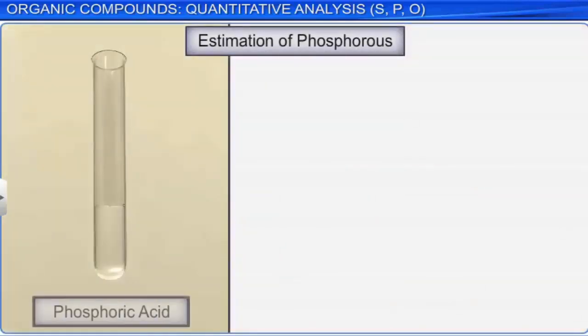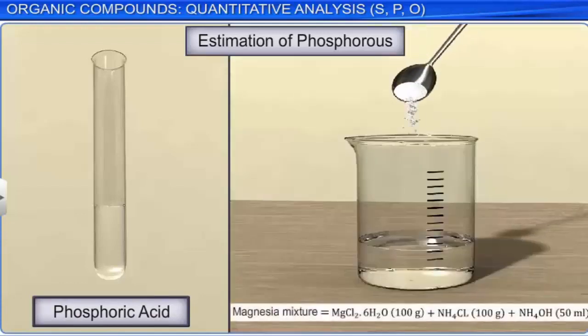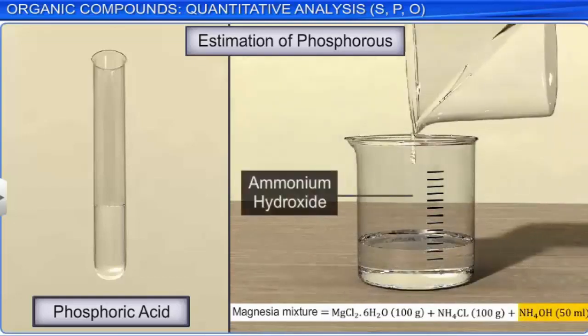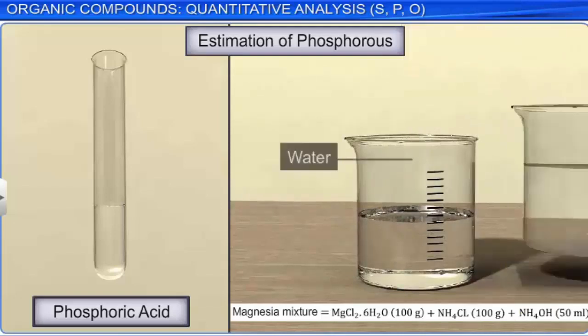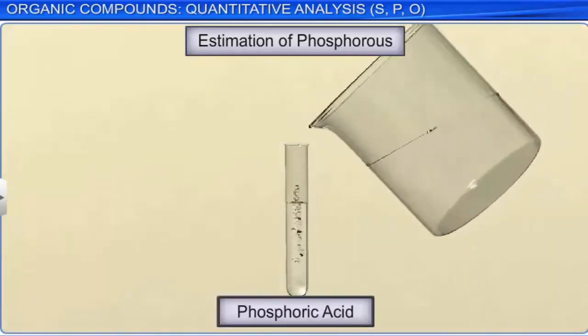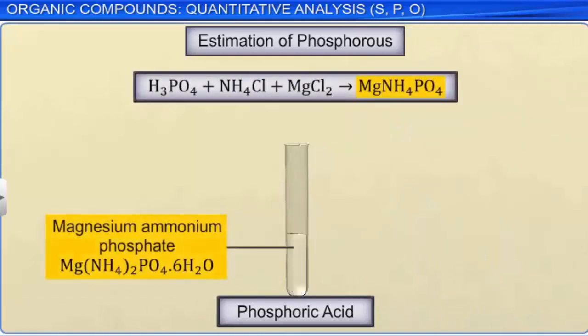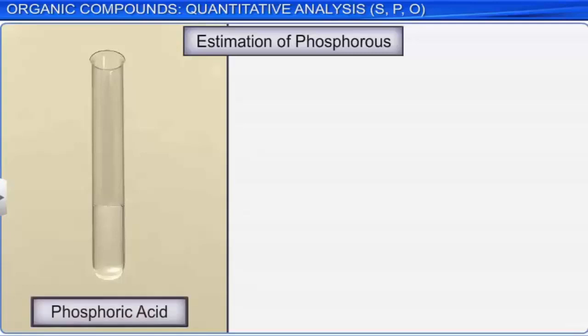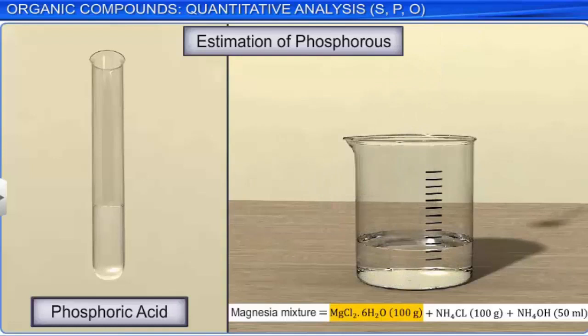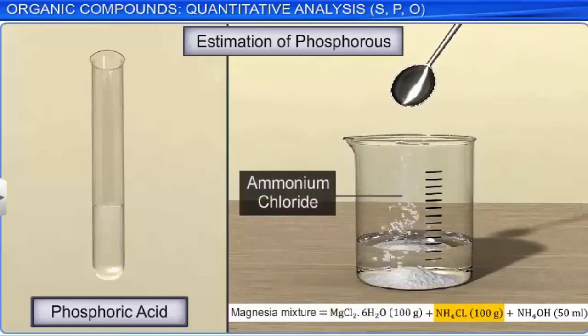Sometimes, phosphoric acid is precipitated by adding magnesia mixture. Magnesia mixture is obtained by dissolving 100 grams of magnesium chloride hexahydrate and 100 grams of ammonium chloride in water. To this, 50 ml of ammonium hydroxide is added and the solution is diluted to 1000 ml. On adding magnesia mixture to phosphoric acid, a precipitate of magnesium ammonium phosphate is formed. This precipitate is filtered, washed, dried, and then ignited to produce magnesium pyrophosphate. From the weight of magnesium pyrophosphate, weight of phosphorus can be estimated.